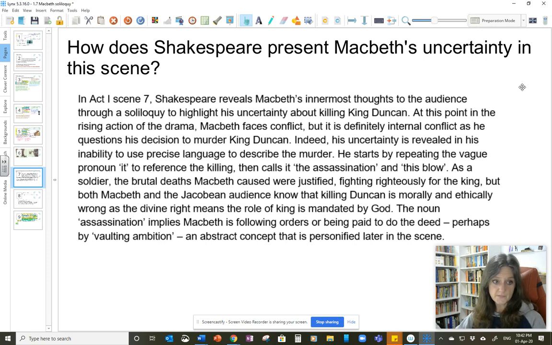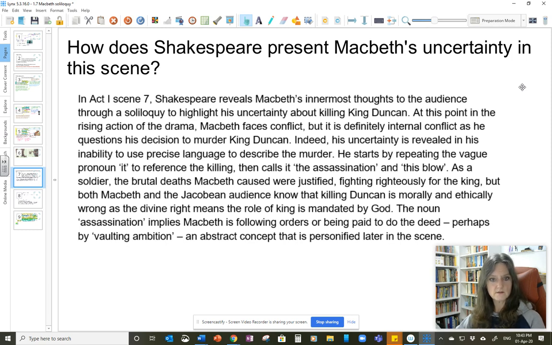As a soldier, the brutal deaths Macbeth caused were justified, fighting righteously for the king. But both Macbeth and the Jacobean audience know that killing Duncan is morally and ethically wrong, as the divine right means the role of king is mandated by God. The noun 'assassination' implies Macbeth is following orders or being paid to do the deed, perhaps by vaulting ambition, an abstract concept that is personified later in the scene.